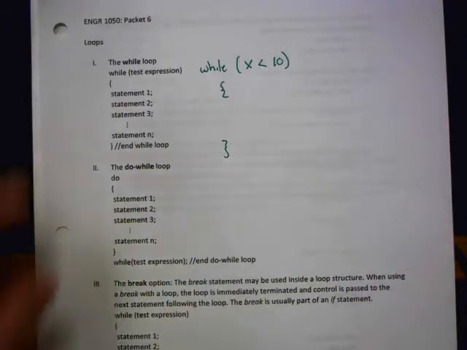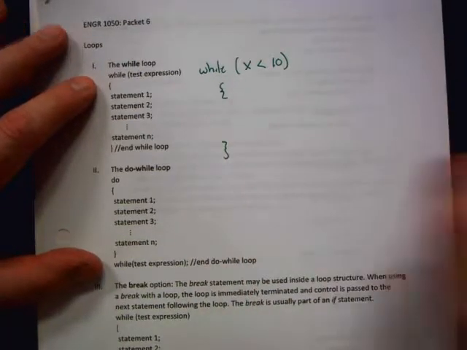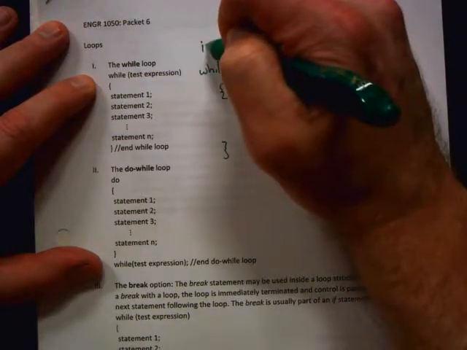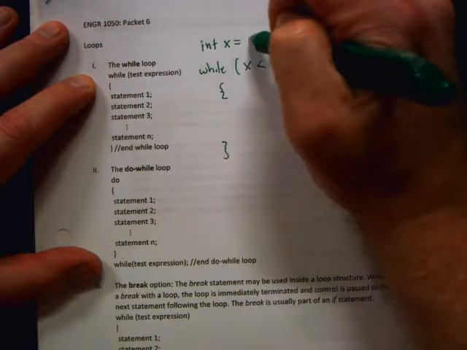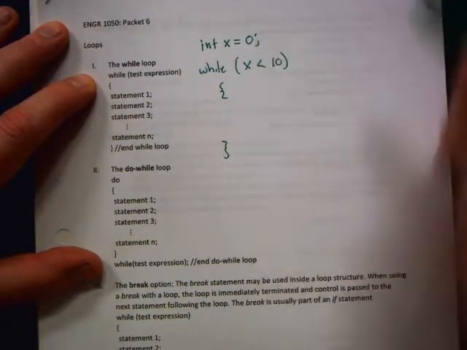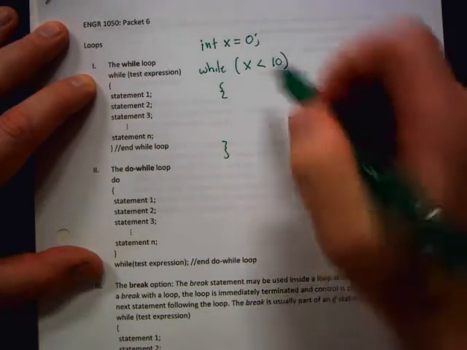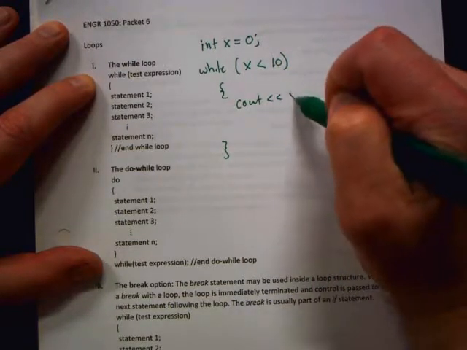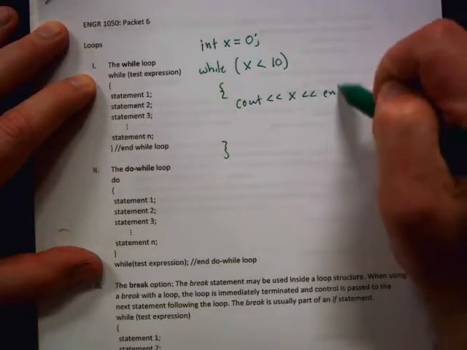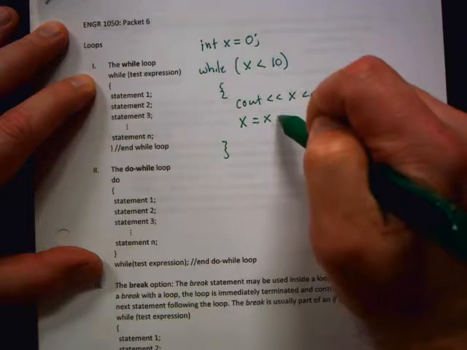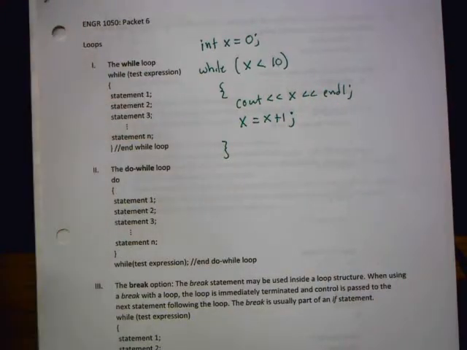So we might have something like this: while x is less than 10, and up here let's initialize x. We'll have int x equals 0, perhaps. And then while x is less than 10, cout x, endl, and then x equals x plus 1. So there's a very, very simple while loop.